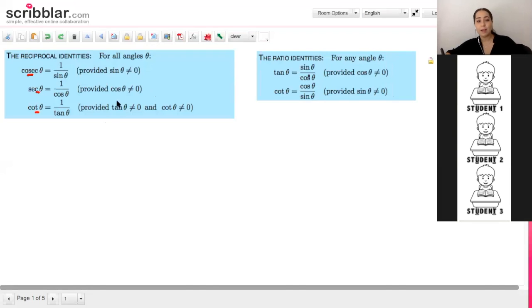Okay, so those are the reciprocal identities. Are you guys okay with that? Yeah. Okay. And then there's the ratio. So just in general, sine, cos, and tan, they're just ratios in a triangle.